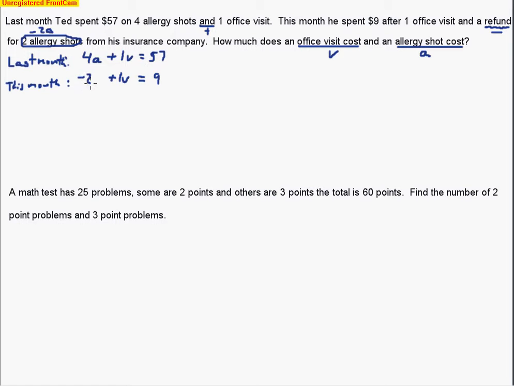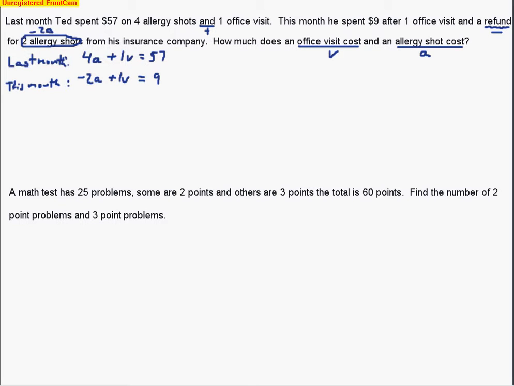And a common mistake is people will end up putting the minus sign for the office visit if they have it set up with A first, then V. But that would mean that we're getting a refund on the office visit. But that's not what they said. It's a refund on the allergy shots. So make sure you have the negative sign in front of the A term, not the V. Well, we're ready to solve.